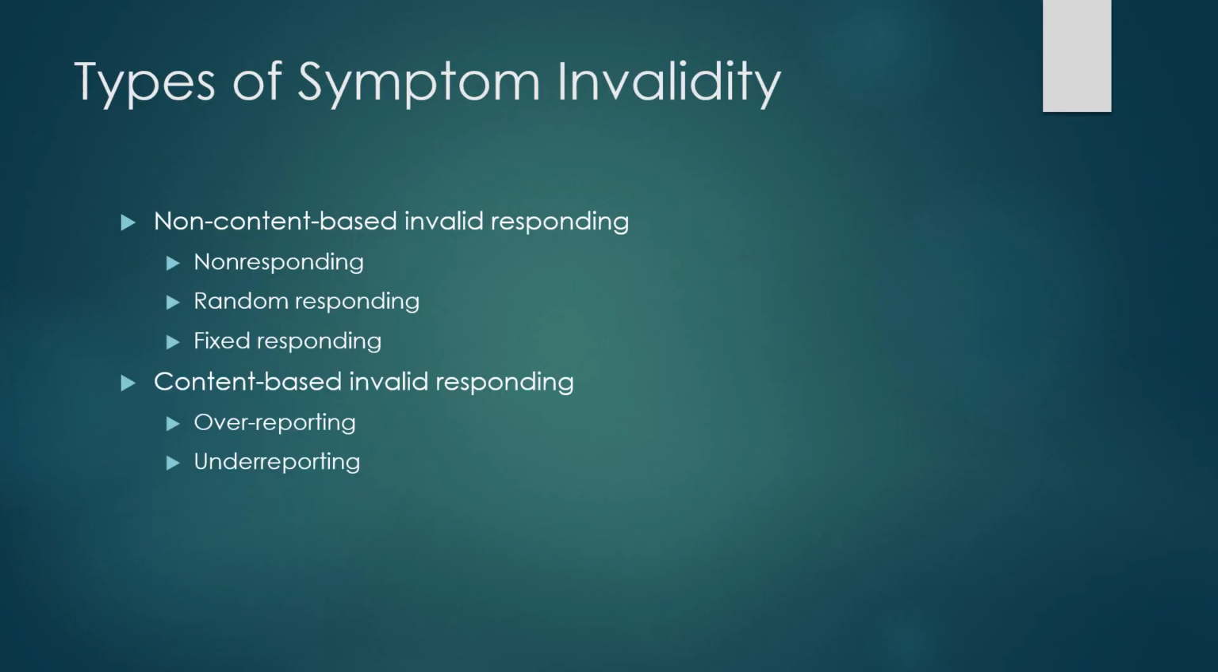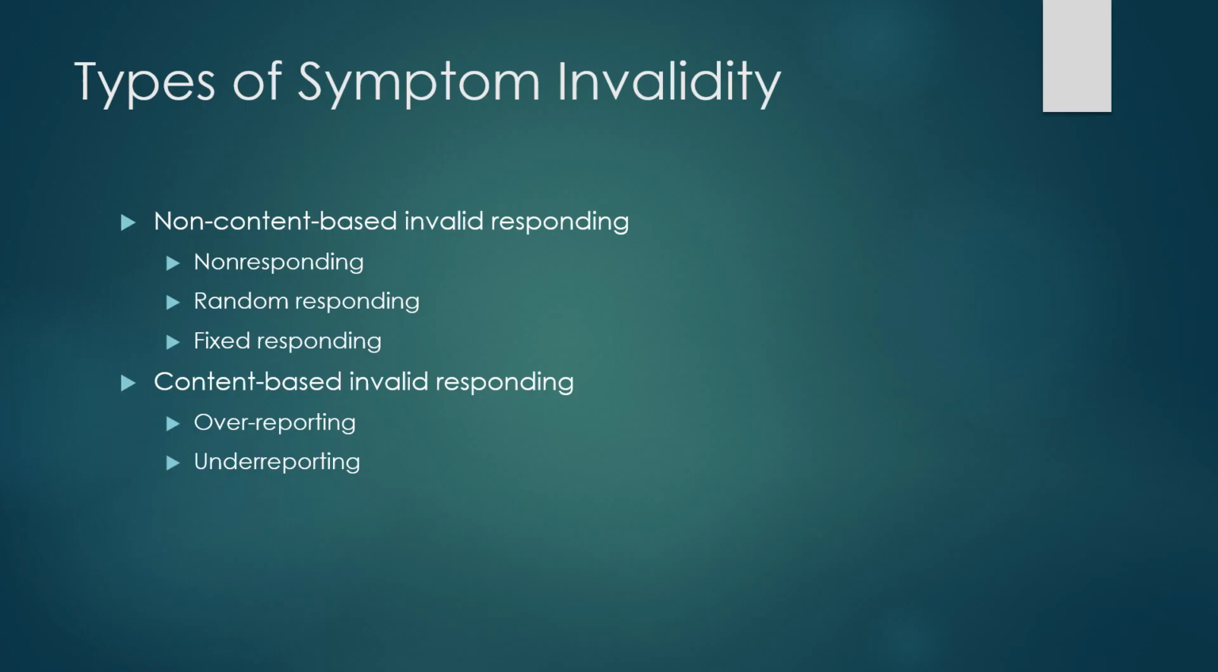There are a few different types of symptom invalidity. The first general type is non-content-based invalid responding. And the first type of this is non-responding. Non-responding occurs when a participant fails to provide a response to an item or provides an unscorable response, such as if they selected both true and false for an item.